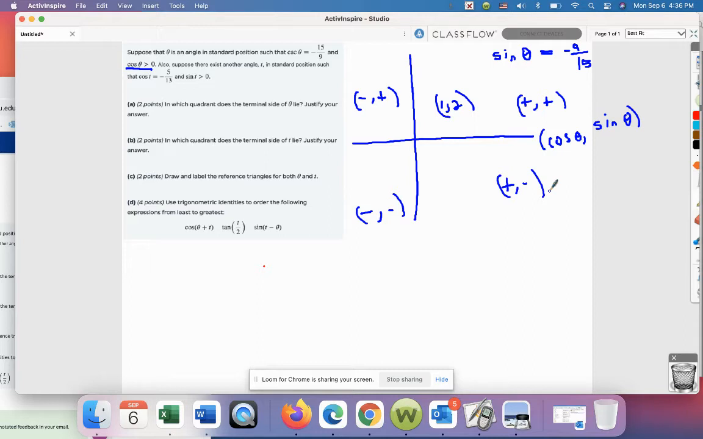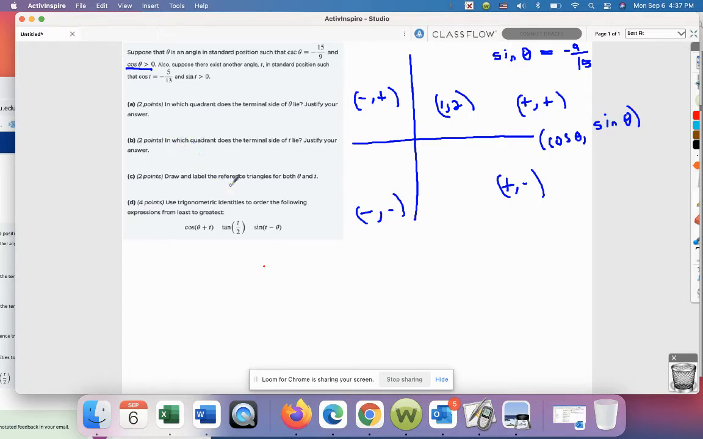Part B says, in which quadrant does the terminal side of T lie? Same idea. This time it says cosine is negative. And it says sine is greater than 0, so sine is positive. So we got a negative, comma, positive, so that one has to be, think about it, negative, positive, got to be in this quadrant up here. That's going to be quadrant 2. So A should have been quadrant 4, B should be quadrant 2.